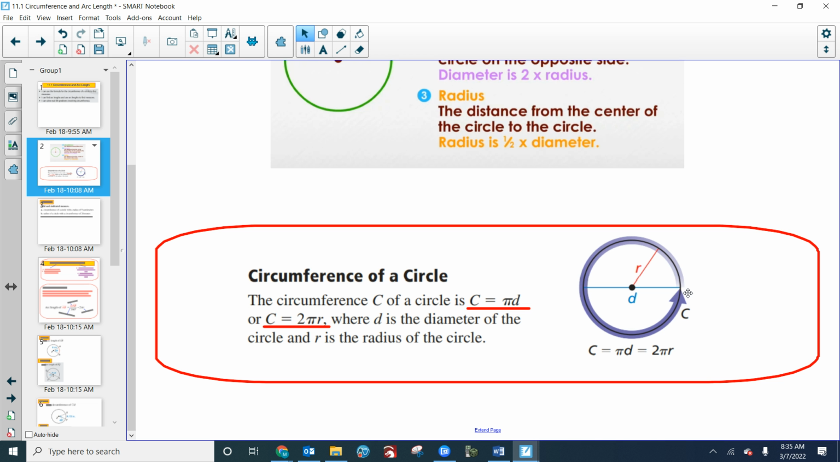Have we seen this formula before? Pi times the diameter. Have we seen that before? Or 2 pi r? Have we seen that? Okay. That's the formula to find the circumference of a circle. All you need to know is the diameter or the radius. Okay? Diameter or the radius.